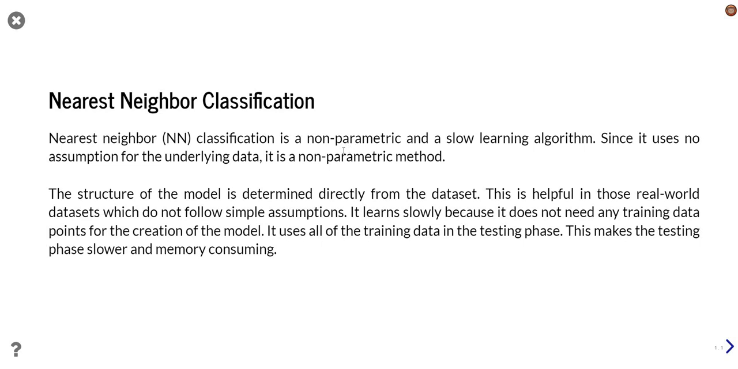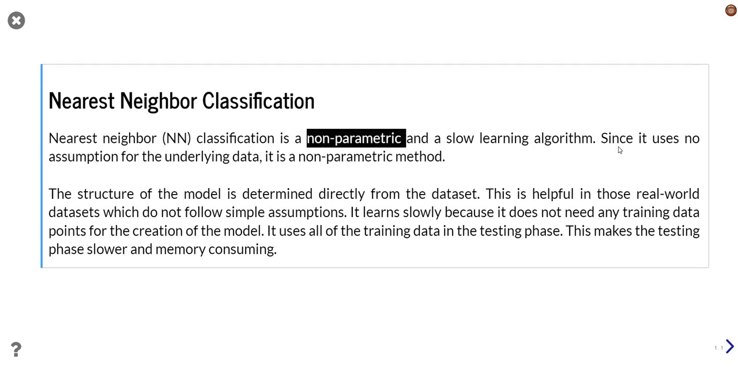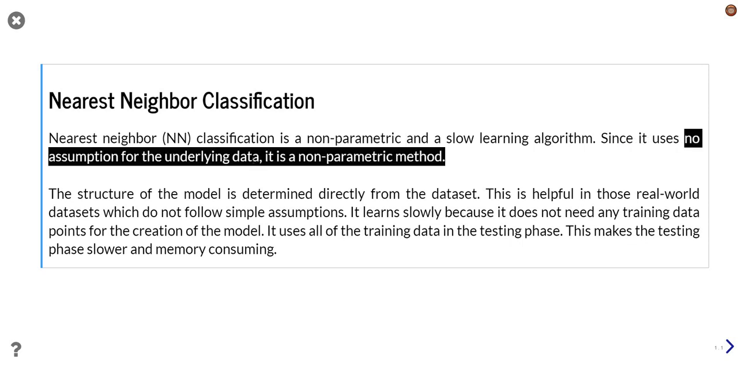Nearest neighbor classification is actually a non-parametric and a slow learning algorithm. It doesn't have any particular type of parameters. It uses no assumptions for the underlying data, so that's why it's a non-parametric method. Basically, from the data you find certain classifications, and when you have new data, based on the classification, you try to cluster it to the nearest neighbor. The structure of this model is determined directly from the data set.